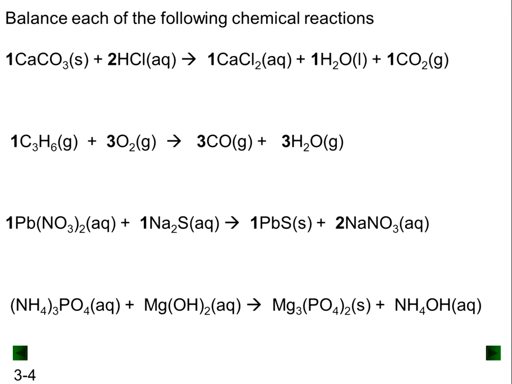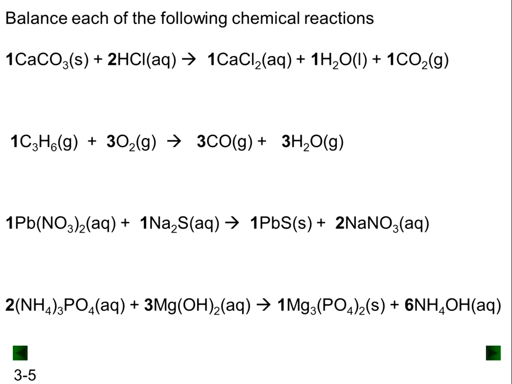So we'll need a 2 in front of our first compound, ammonium phosphate. And then next, with magnesium hydroxide, we'll need 3 magnesium hydroxides to give us the necessary 3 magnesium atoms for our magnesium phosphate product. So we'll have 2 in our first compound, a 3 on the second one. And then on our right-hand side, we'll have 1 for our first product. If we do this, we'll notice that you'll either have 6 ammoniums or 6 hydroxides, so we'll need a 6 in front of our final ammonium hydroxide. And the reaction is balanced.